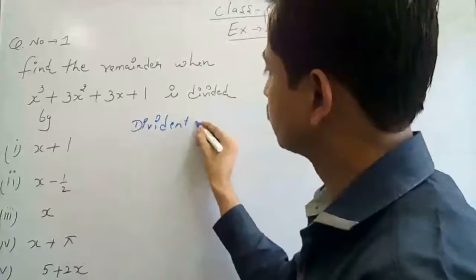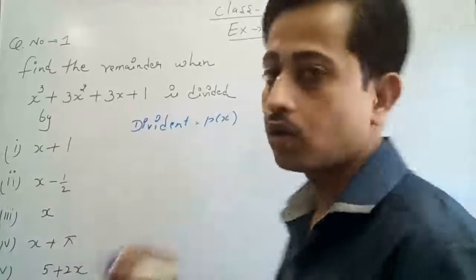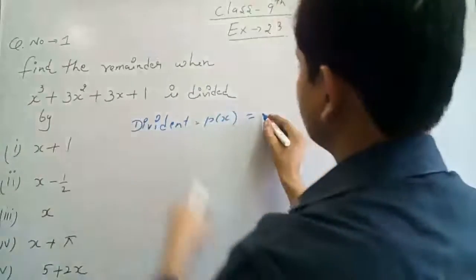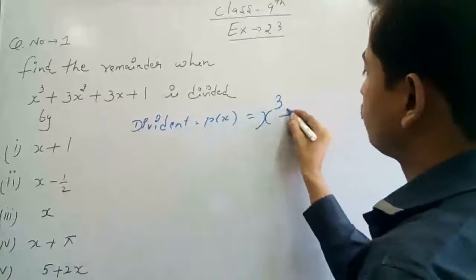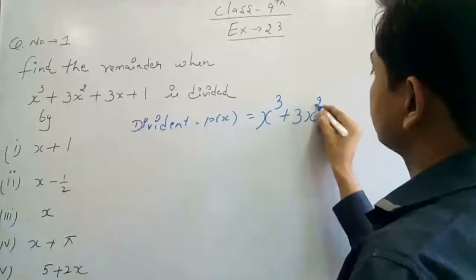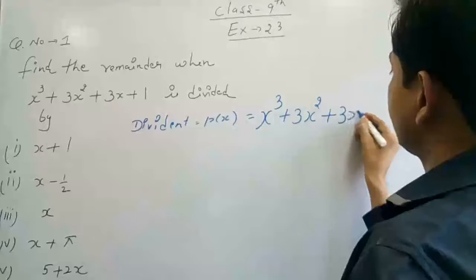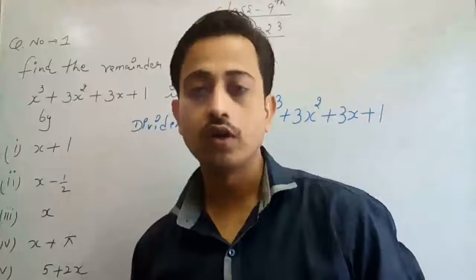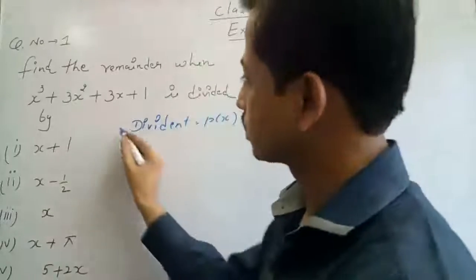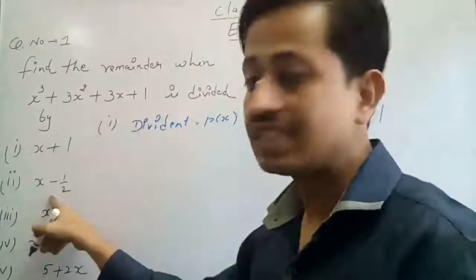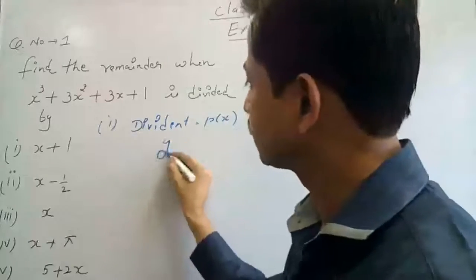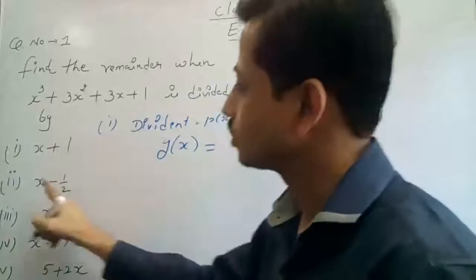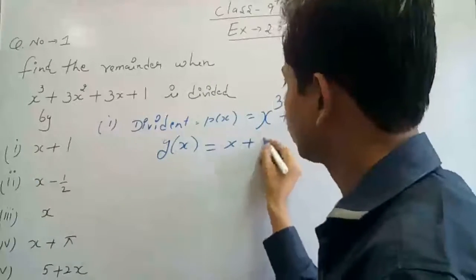The dividend is represented by a polynomial, you know, p of x. So p of x is what? x cube plus 3x square plus 3x plus 1. This is your dividend polynomial, and I am going to take our first question. So what is our divisor? The divisor is represented by a polynomial g of x, and g of x is x plus 1.